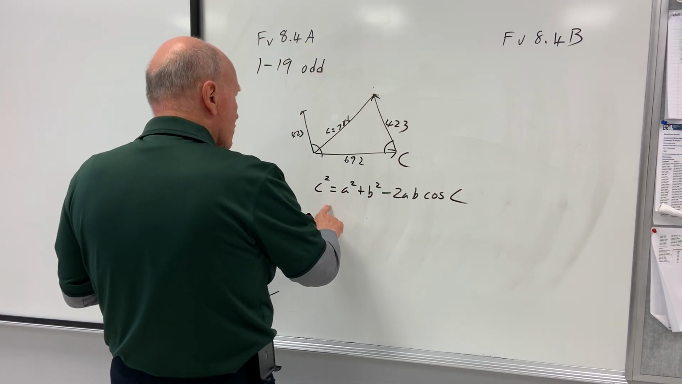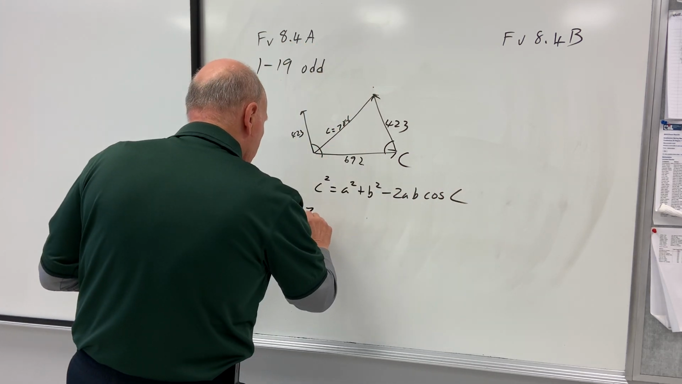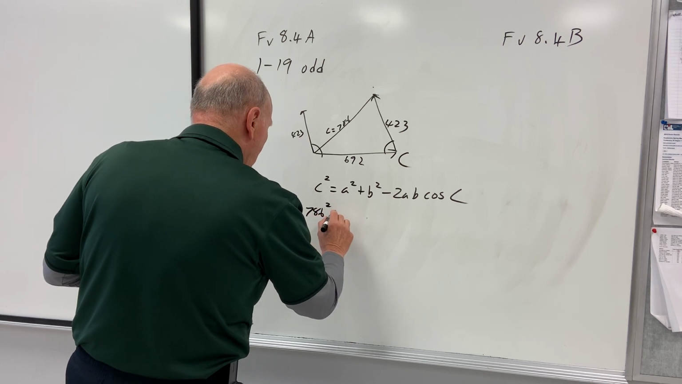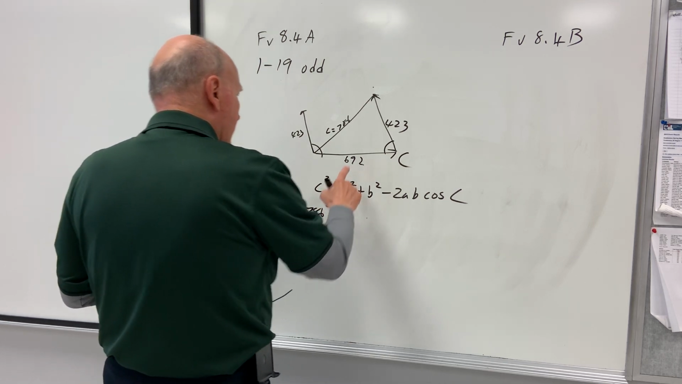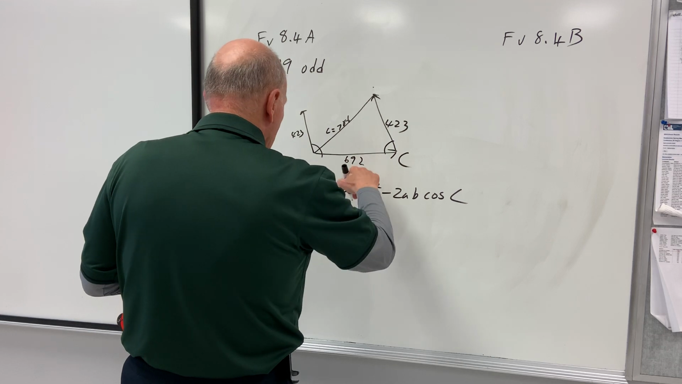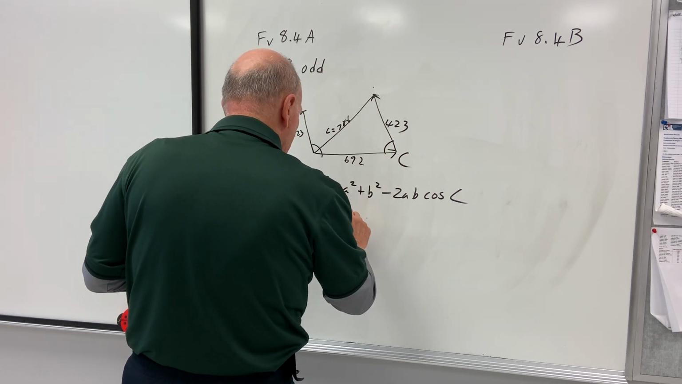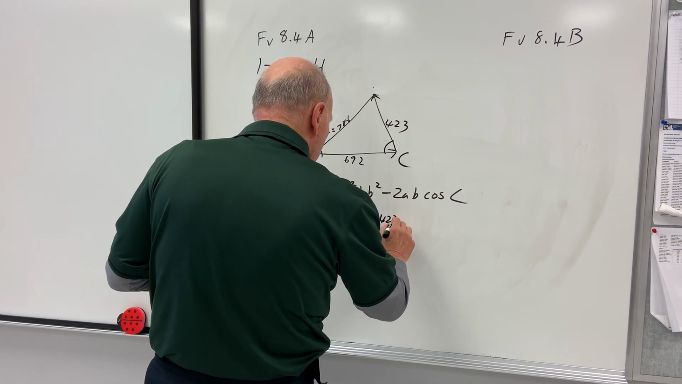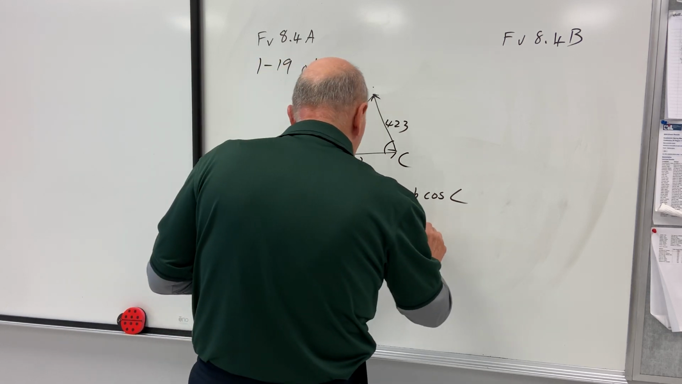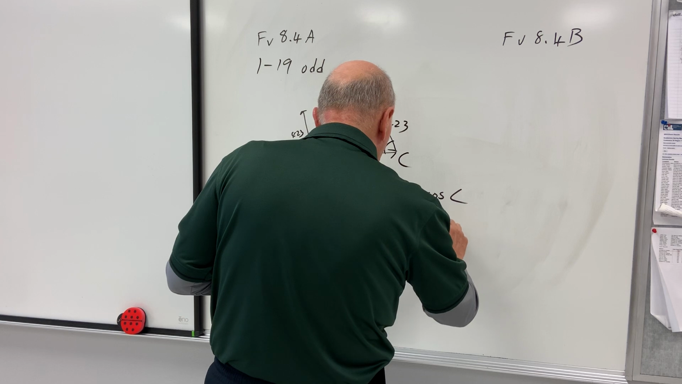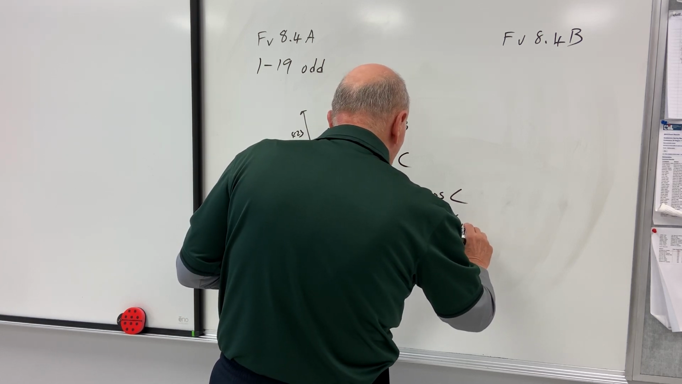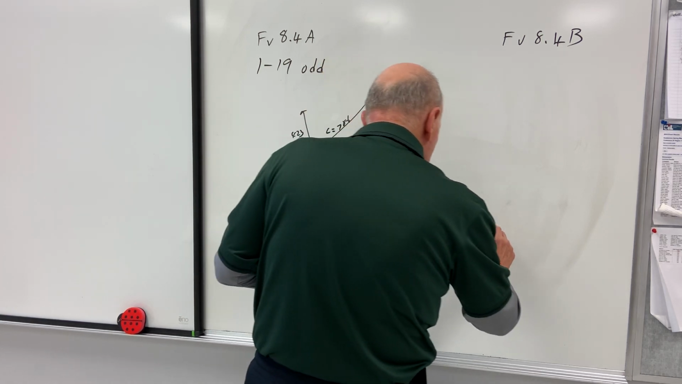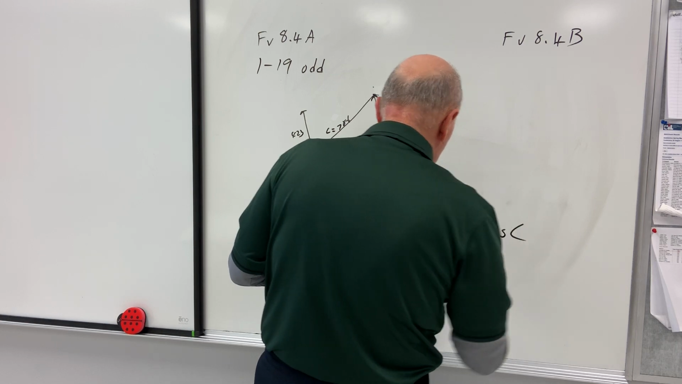I've got c squared. That's going to be 786 squared equal to a squared. I can call either one of these a and either one of them b. So 692 squared plus 423 squared minus 2 times A, which is 692, times B, which is 423, times cosine of C.